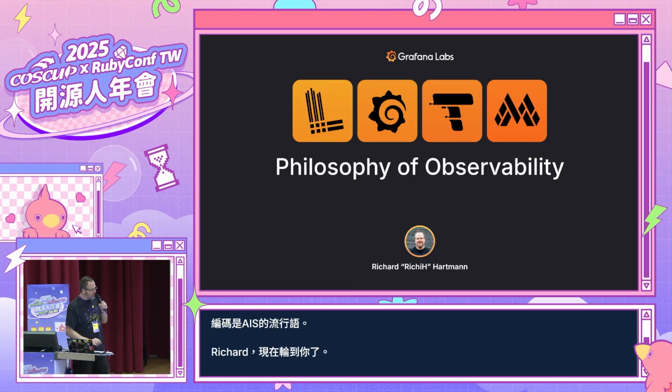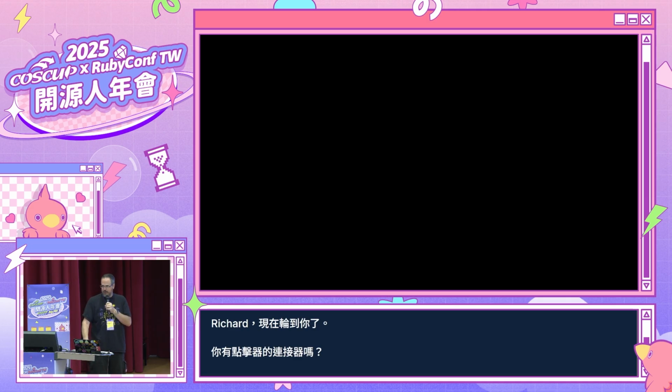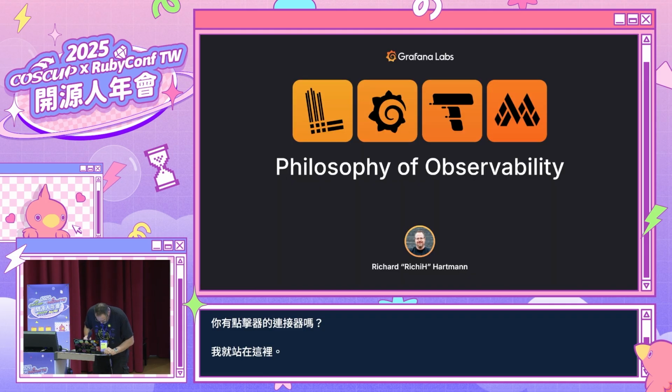Now I don't see. Okay, whatever. Do you have the thing for the clicker so I can connect it? Okay, then I'll just stay. Okay, I forgot my clicker at home, so I'll just stand like so. Okay. Why? Yeah, the USB-C. Okay. Okay. Let's hope it'll work.